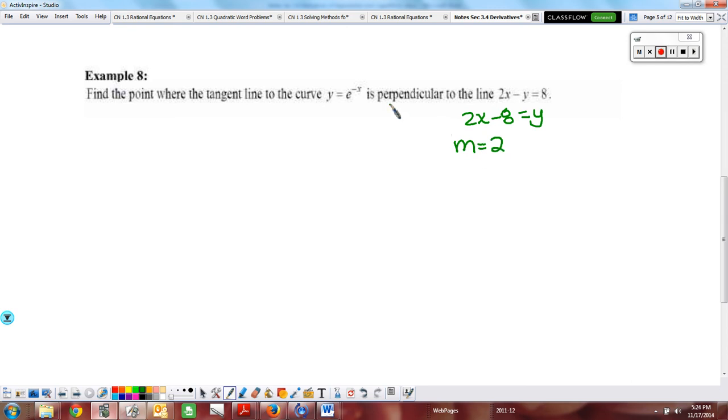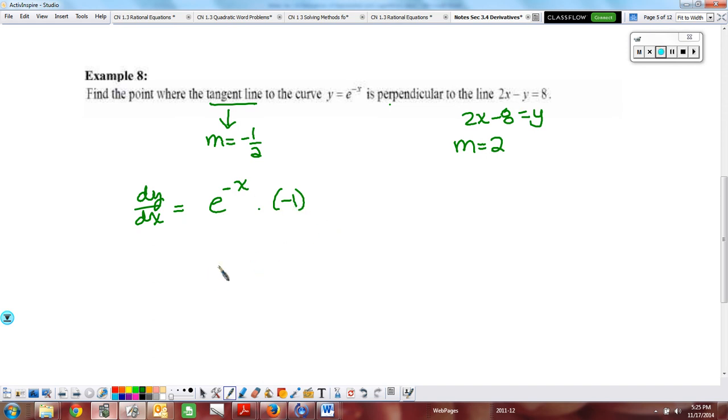So the slope of the tangent line that we're looking for is going to be negative 1/2. We want to find the point where the tangent line to the curve is perpendicular, so it would have this slope. Now, how else do I find slope? I found it by finding the perpendicular, but I can also find it by doing the derivative. So your slope is also found by doing dy/dx. And of course, the derivative of e to the negative x would be e to the negative x times negative 1, e to the u du.